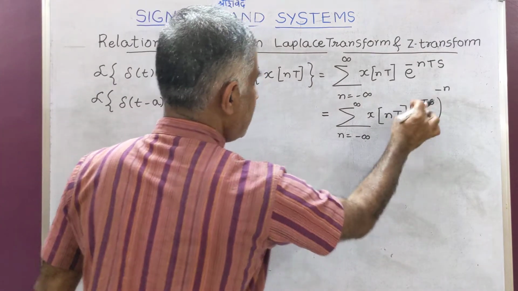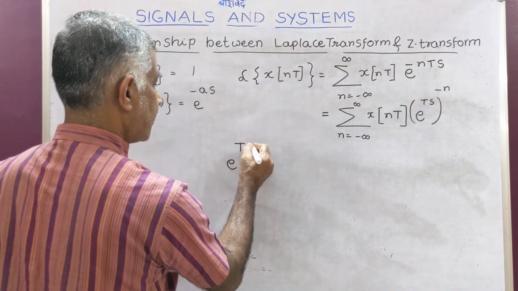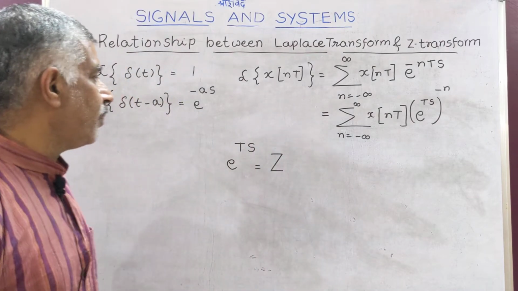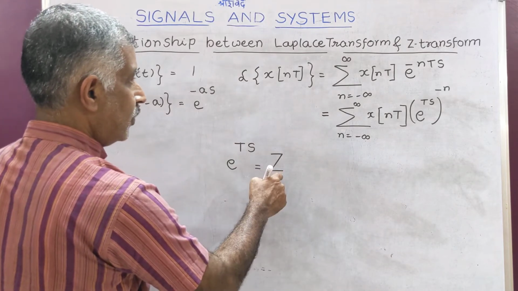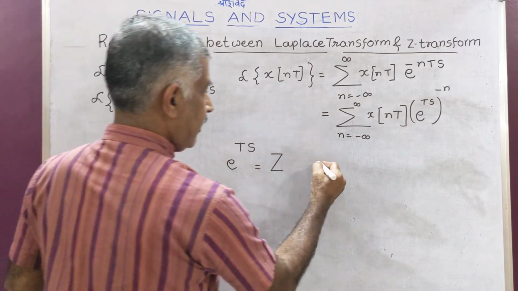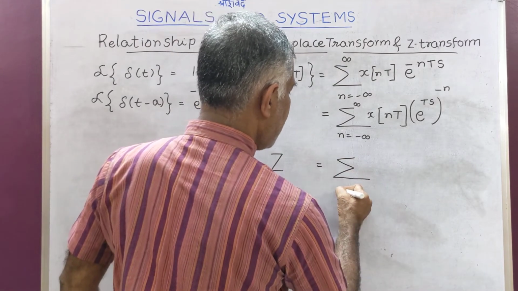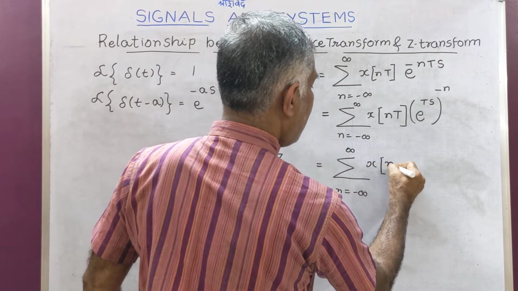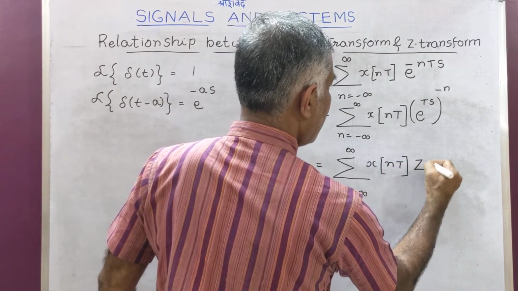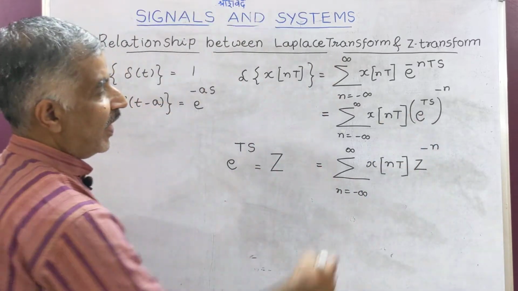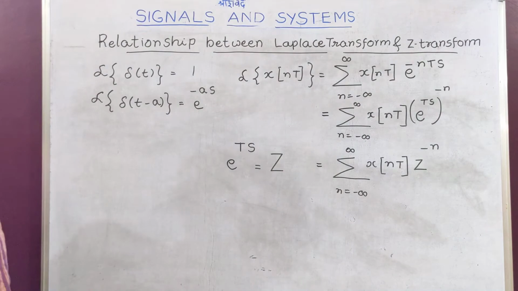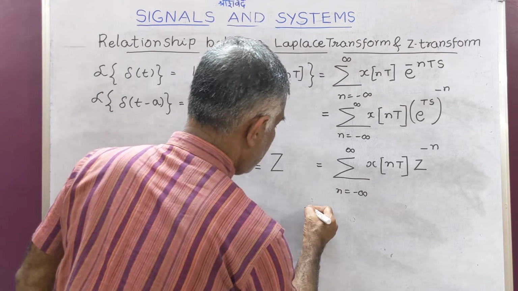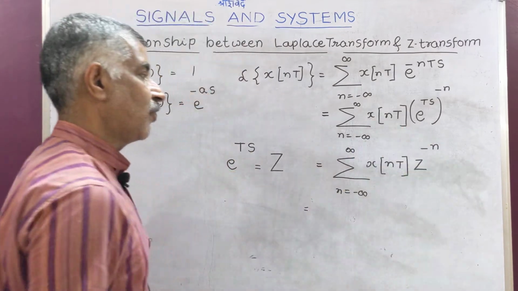Now I will call e power sT as z. z is also a complex number. Then the summation becomes n equal to minus infinity to plus infinity x of nT z to the power of minus n, where e power sT is z. So this is what is called the definition of the z transform.